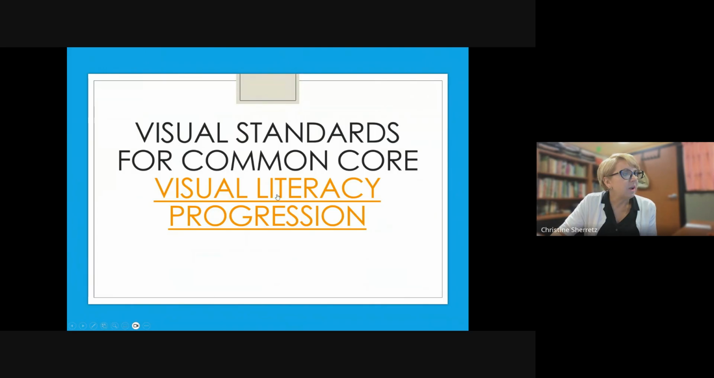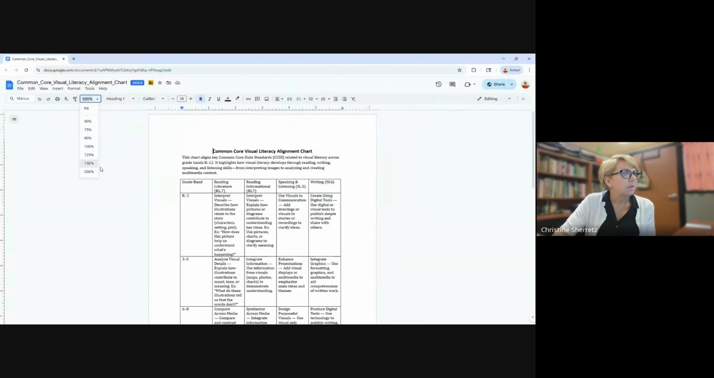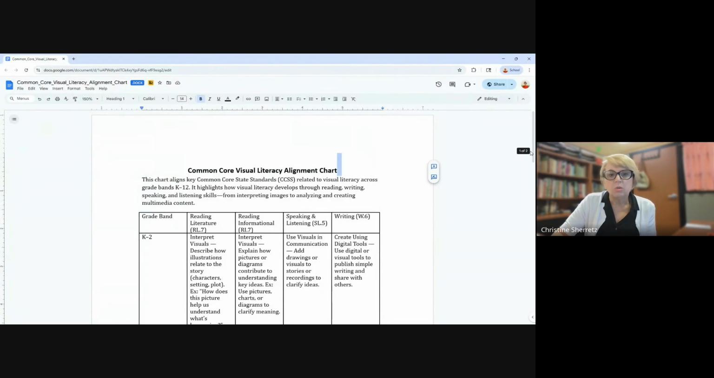So let's look now at what the visual literacy standards are. If you work in Florida, you have the Florida Best Standards. I want to show you some standards from the Common Core standards. So let's look at that. So these are some of the standards related to visual literacy in the Common Core standards.